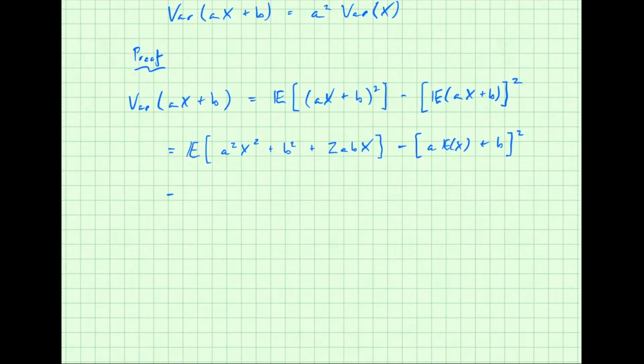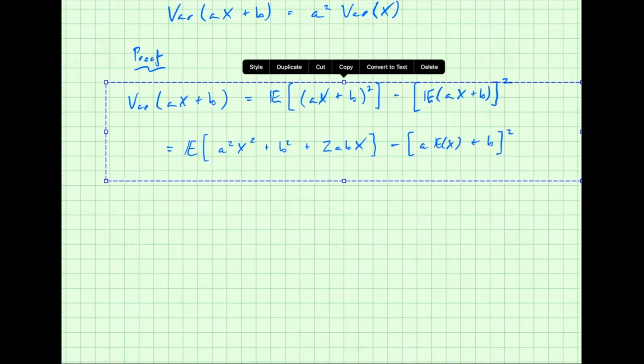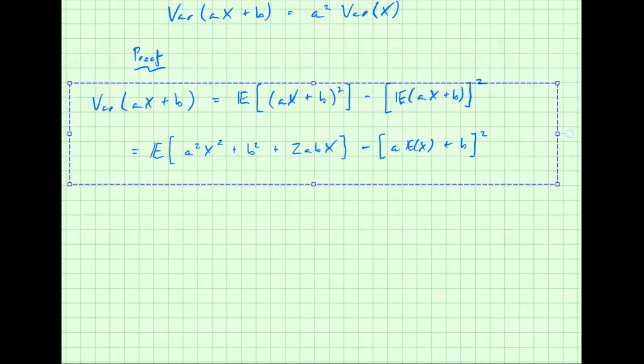Now again we use our rules that we saw last time, and so this thing becomes... sorry, let me move this. I'm going to move everything a little bit to the left. It's getting slightly crowded here. There we go.